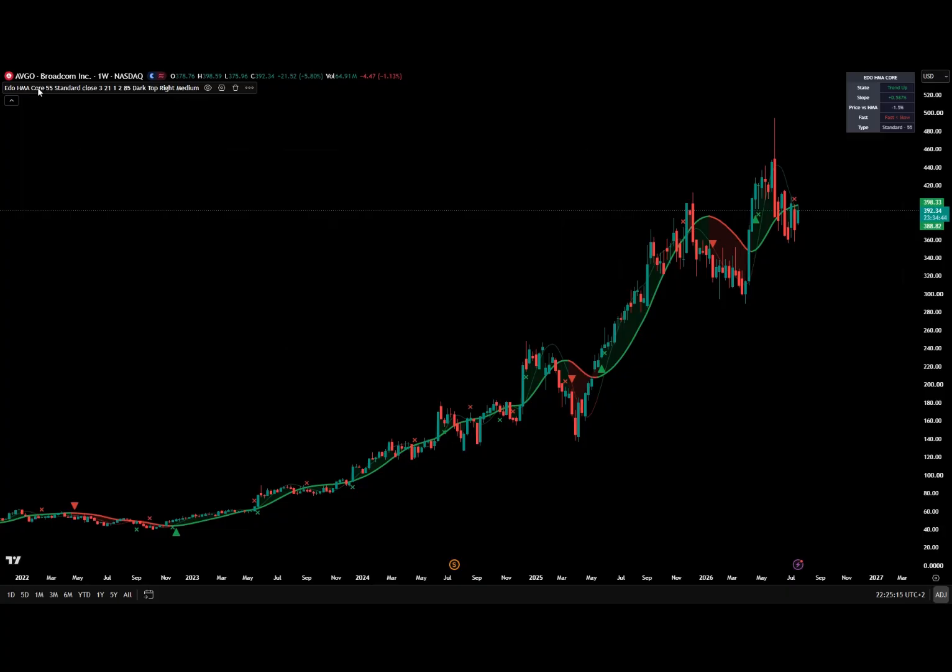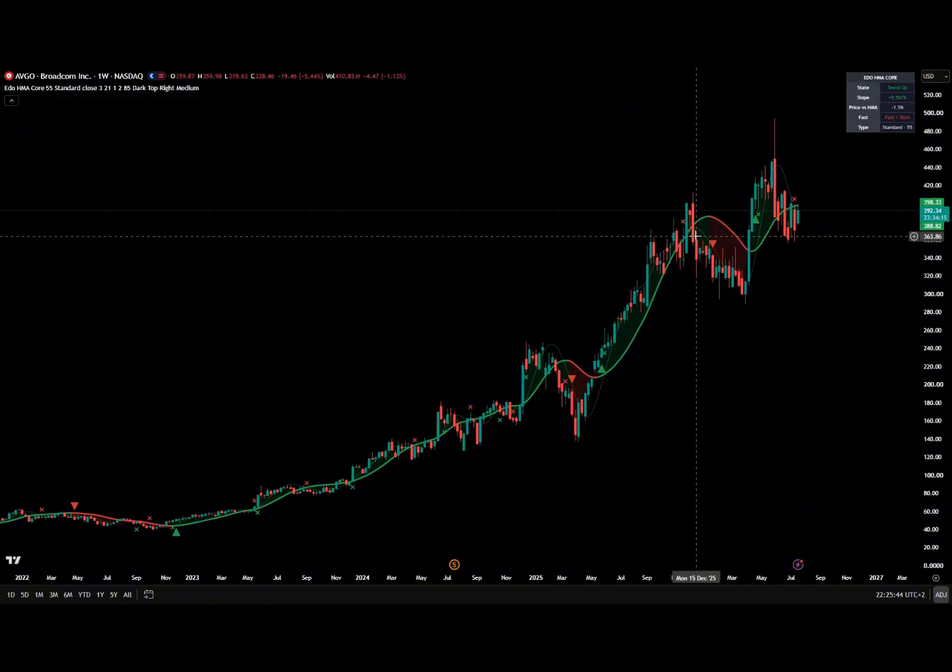Today we are going to work with the Hull moving average, using Edo HMA Core. A normal moving average always lags. The longer you make it, the smoother it gets, but the later it turns. The Hull average is built to fix exactly that. It weights the most recent data far more heavily, so it hugs price and turns almost as soon as the trend does, while staying smooth.